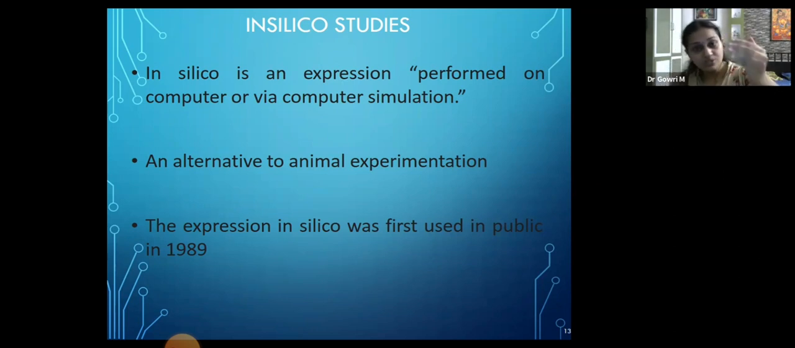we can use this type of study to screen. If we have some 5,000 compounds or 5,000 drugs given, and we have to screen them and take only the best 100 drugs, in such cases we can rely on in silico studies rather than using these 5,000 drugs in animals or cell lines. In such cases, we can use in silico studies, where screening is relatively easier. This expression in silico was first used in public in 1989. So this is about in silico studies.